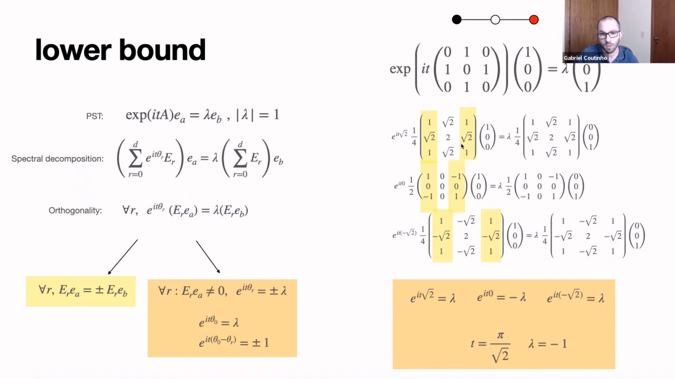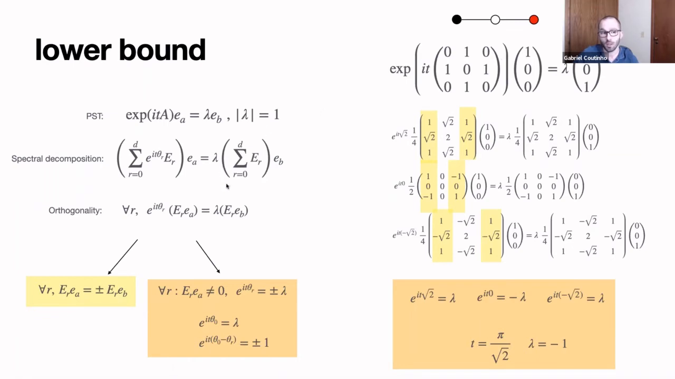So this is equal, so I need this guy to be equal to this. There's a minus of each other, so I need this guy to be minus lambda. These are equal, so I need this guy here to be minus lambda. And fortunately, there is a choice of lambda and t that makes this work, which is t equal pi over square root of 2 and lambda equals minus 1. Okay. Meaning we have perfect state transfer in this graph.